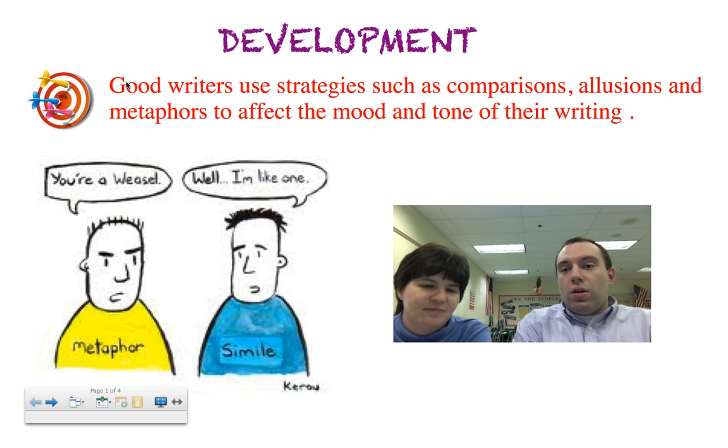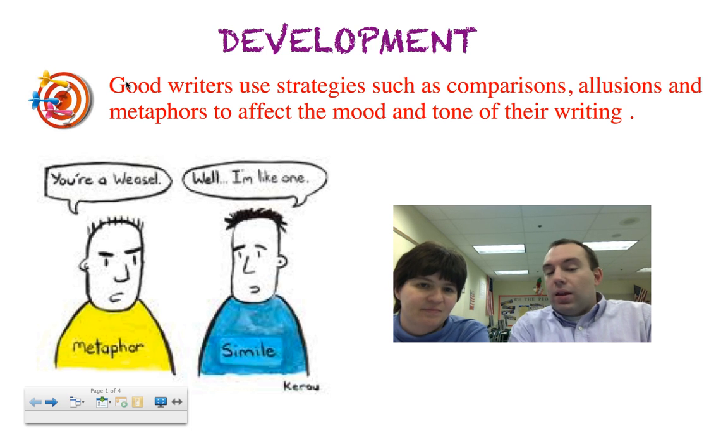So when you're using an allusion or a metaphor in your writing, it's a way to make you a more sophisticated writer. I like this cartoon. Here's metaphor. You're a weasel. So in a metaphor, you're not using anything like or as. And then this guy's saying, well, I'm like one. And he's the simile. Ha ha ha. I thought that was funny.